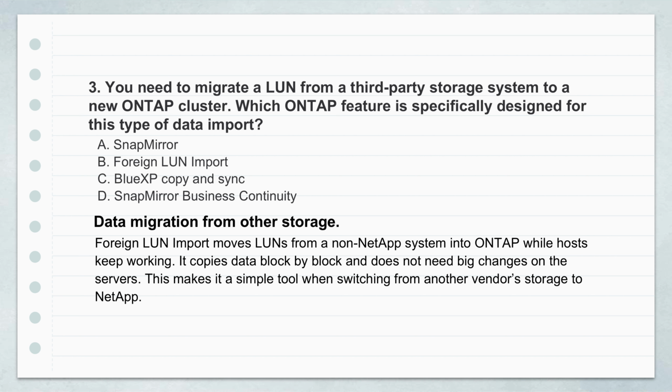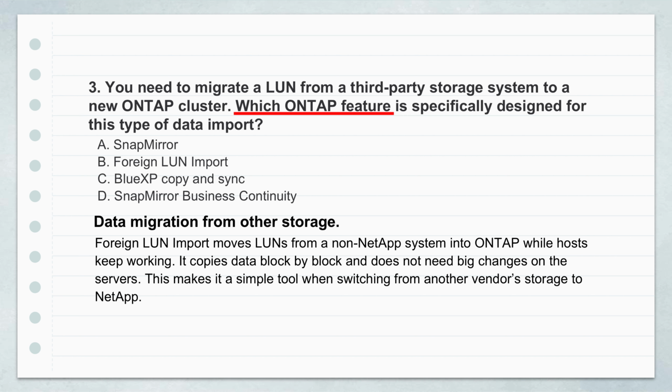So let's say you need to migrate a LUN, that's a logical unit number, from a third-party storage system, so not another NetApp system. You need to move it to a brand new ONTAP cluster. Which ONTAP feature is specifically built for this kind of unique data import, especially if you want to minimize disruption?